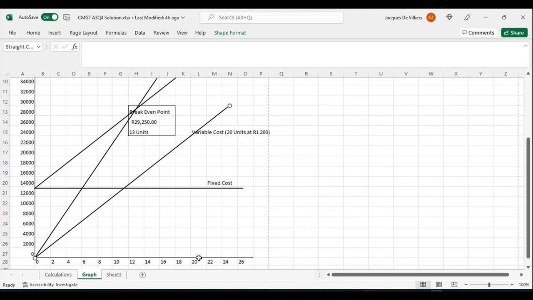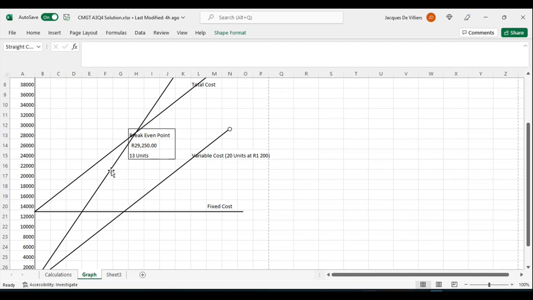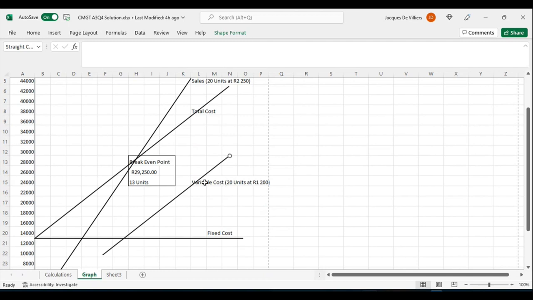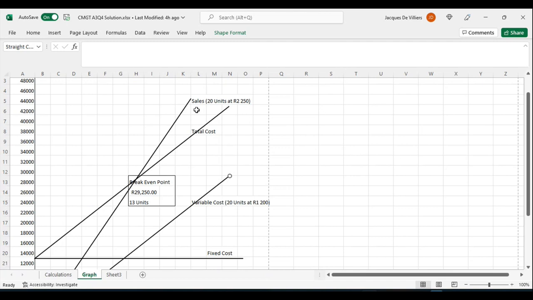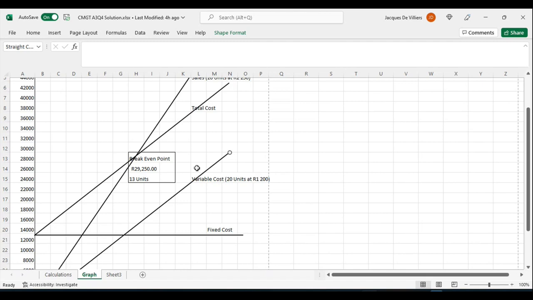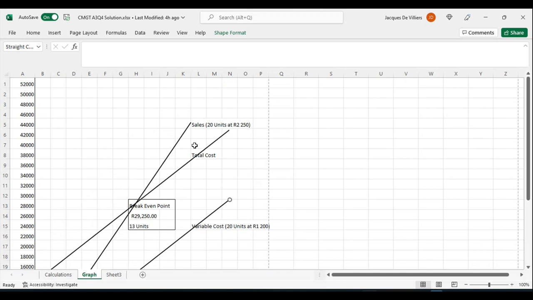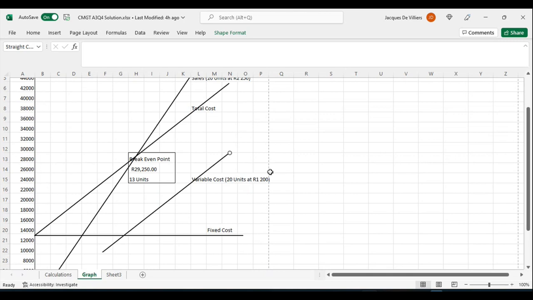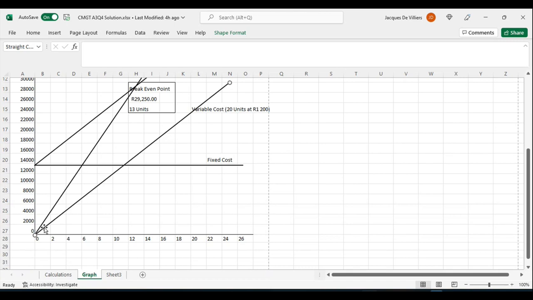My sales line: I know my sales price is 2,500. If I take the same 20 units, then my sales must go to 45,000. I said that line is somewhere between 44 and 46; it's just the way I chose my scale. My sales line also starts at zero. I don't make any money if I don't start anything. But obviously, this is the steepest line on my curve.